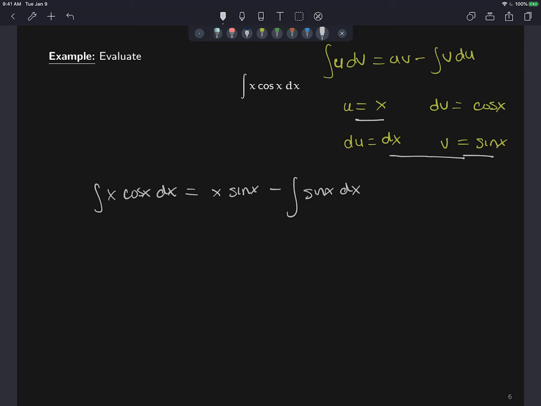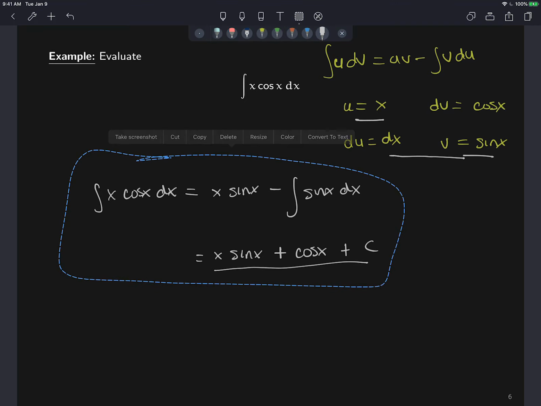Okay, so this becomes x sine of x minus the integral of sine, which is negative cosine, so this is a plus, right? Because the derivative of cosine is negative sine, and I have that negative on top of it already. Sorry, in the top line. So this would be my answer, and as we've been doing, let's check.